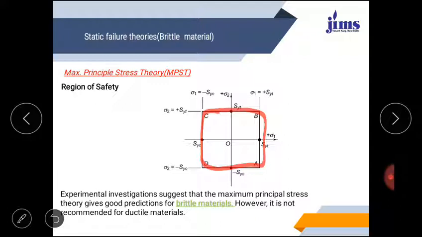Experimental investigation suggests that the maximum principal stress theory gives good prediction for brittle material, as already said. However, it is not recommended for ductile material. So for ductile material, you should not choose this one; it is very much suitable for brittle material. When your component is made of brittle material, the failure criterion should be the maximum principal stress theory. But when it is made of ductile material, then you should go for either the maximum shear stress theory or the maximum distortion energy theory.